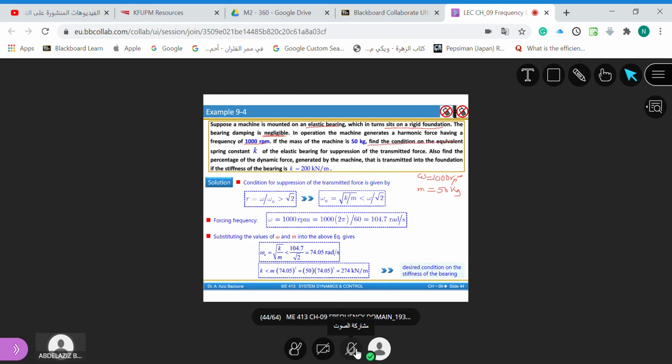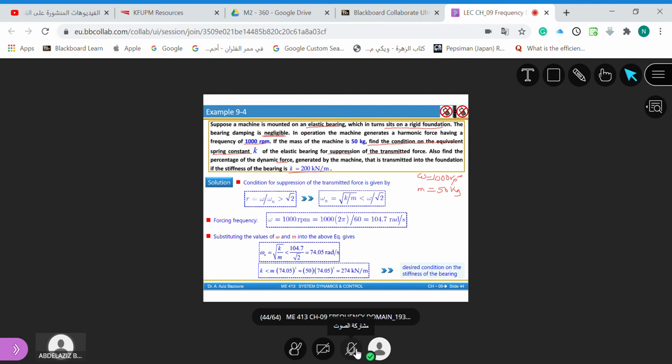Find the condition on the equivalent spring stiffness K of the elastic bearing for suppression. Suppression means reducing the transmitted force. Also find the percentage of the dynamic force generated by the machine that is transmitted to the foundation if the stiffness of the bearing is K equal to 200 kilo Newton per meter.